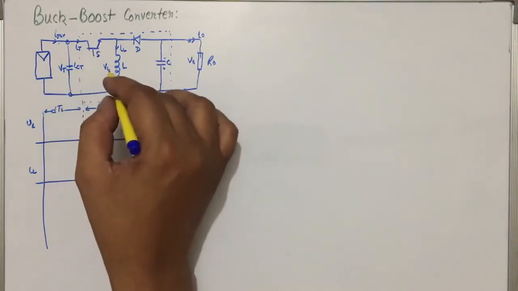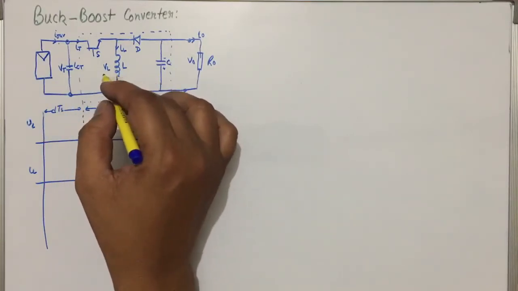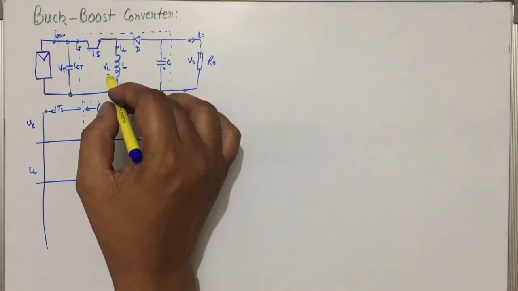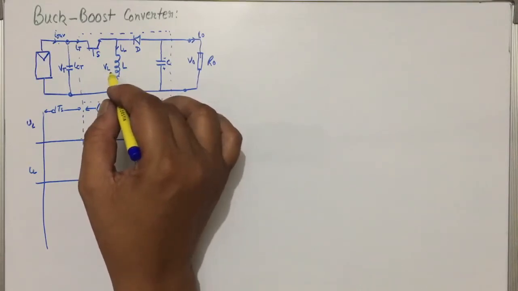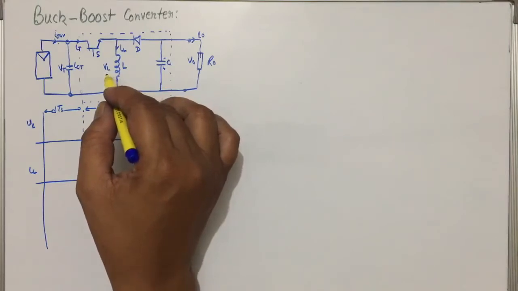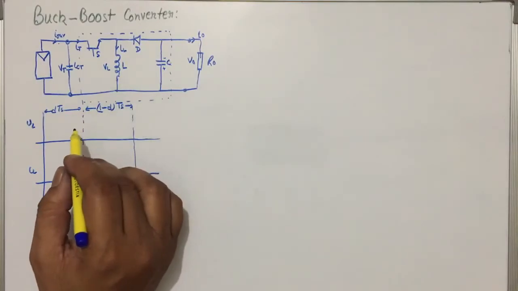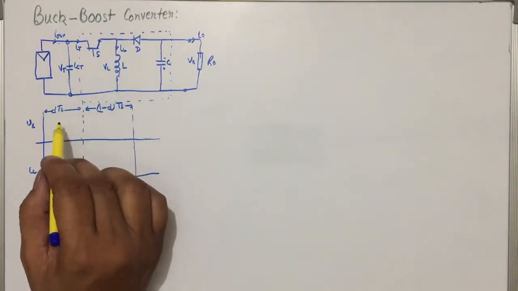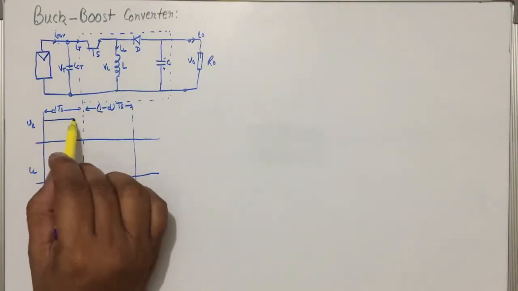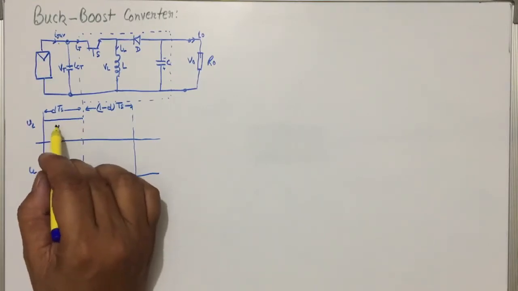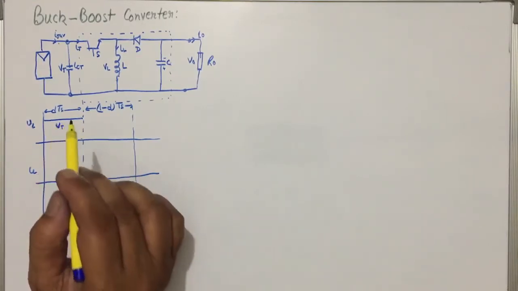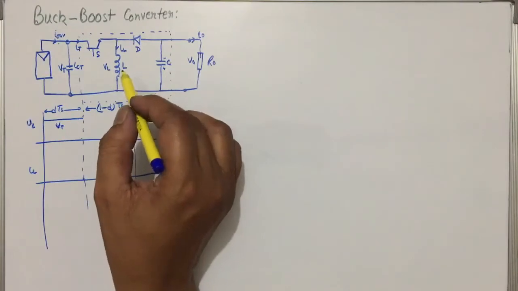So Vt plus VL will be equal to 0. So here the voltage across VL will be Vt. So we have this voltage Vt across the VL when switch is on.